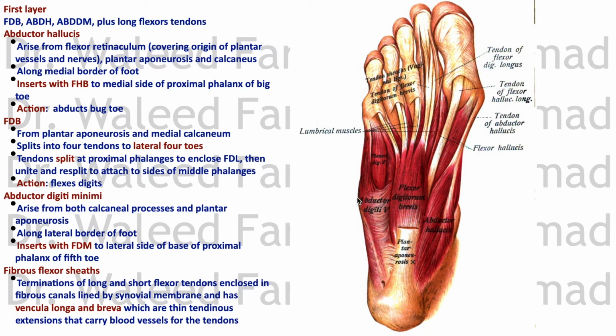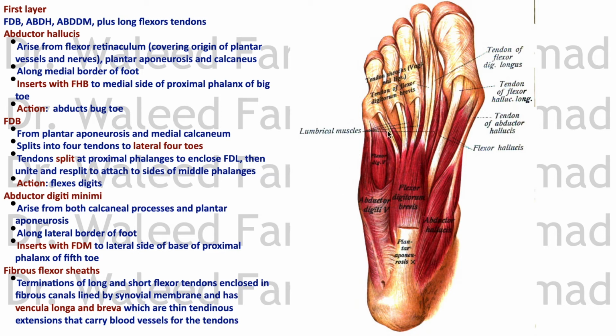The abductor digiti minimi muscle, by its name, abducts the little toe. It's on the lateral margin of the foot, arises from the calcaneal processes and plantar aponeurosis, and inserts with the flexor digiti minimi to the lateral side of the base of the proximal phalanx of the little toe. It abducts the little toe.